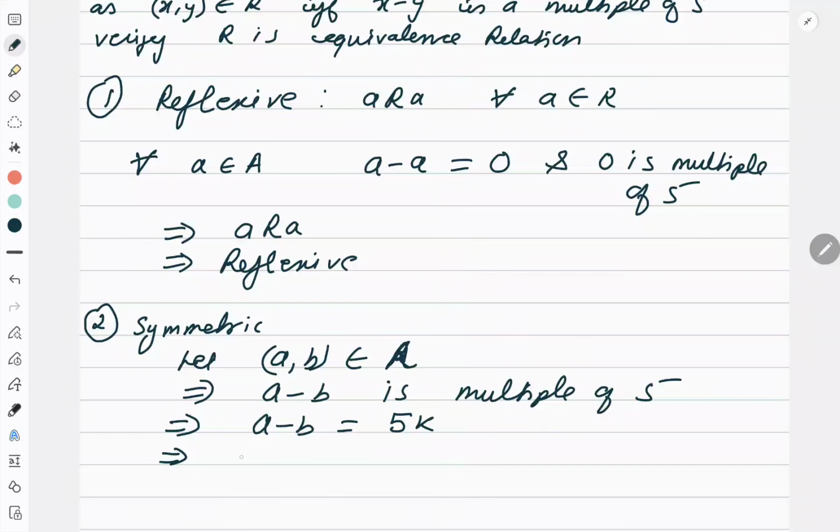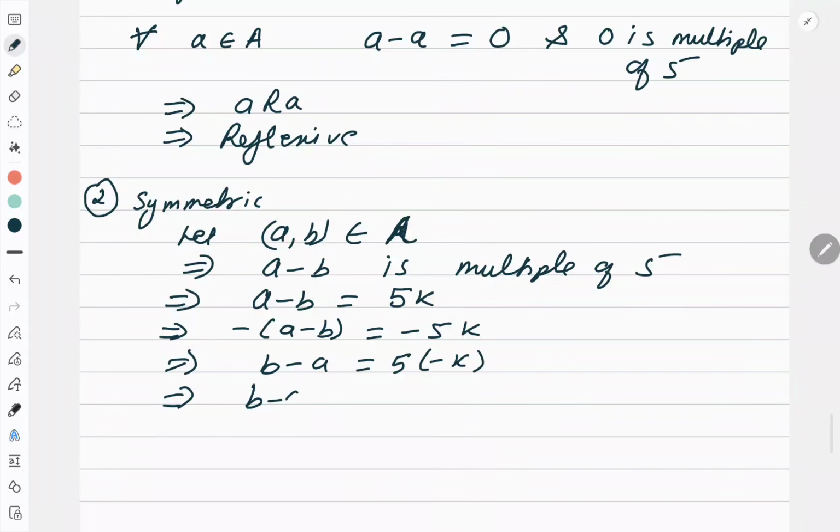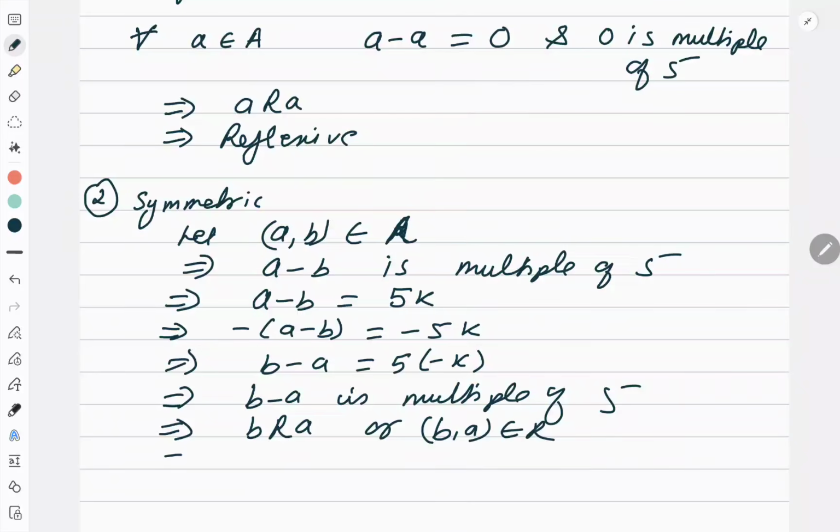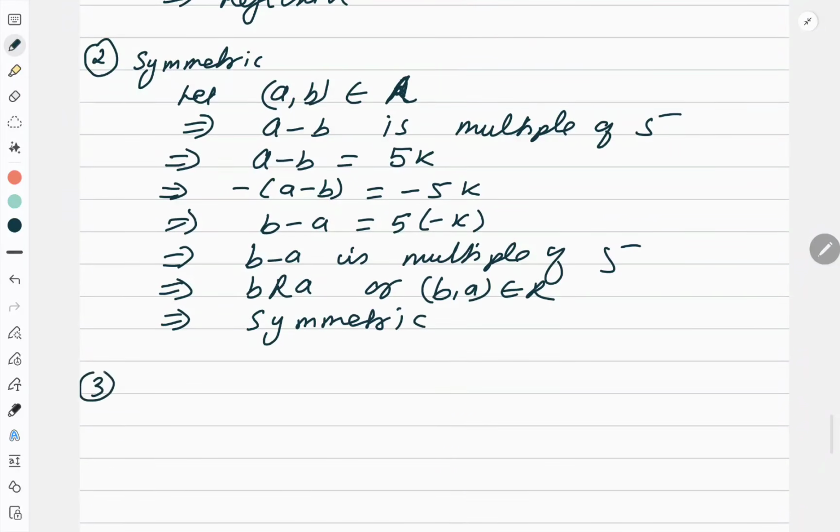Okay, can you multiply both sides by minus? So this will become b minus a is 5 into minus k. What does it mean? It means that b minus a is a multiple of 5. What does it mean? That b is R related to a, or (b, a) belongs to R. It means it is a symmetric relation. Easy? So this is how you have to do it. Now what is the next property? Transitive.